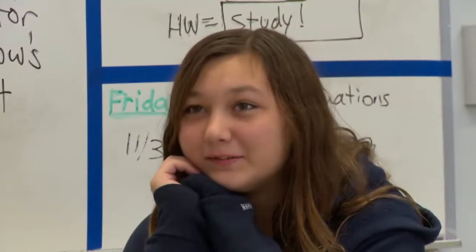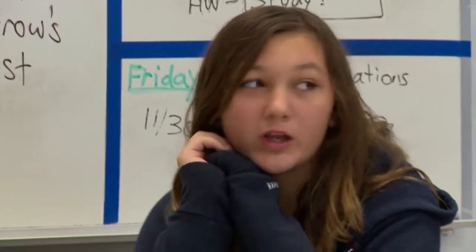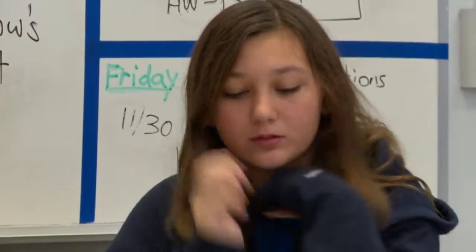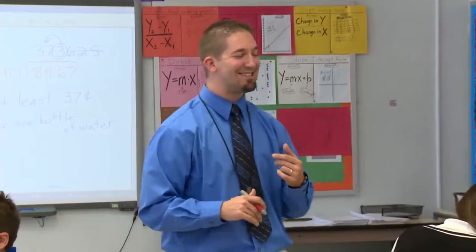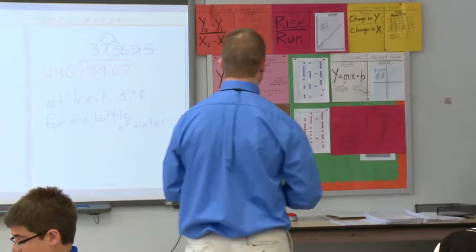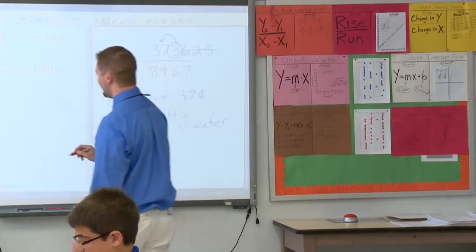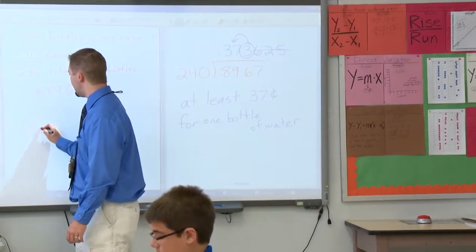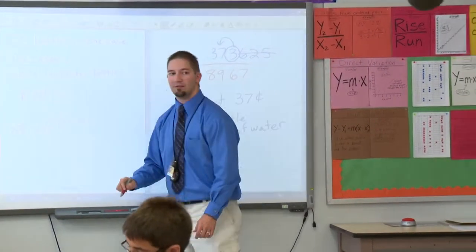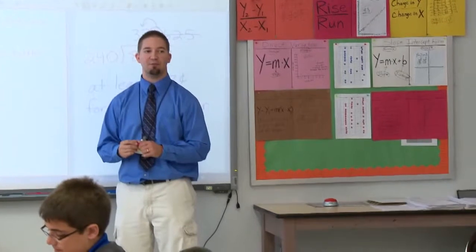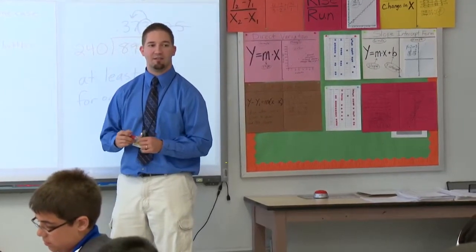Well, what would be the bare bottom? Because obviously 37 is not the bare bottom. 38. If we sold it for 38, are we going to break even? Let's go ahead and use our calculators. 38 cents. 240 bottles. Okay. Destiny, what did you get? I got $91.20.